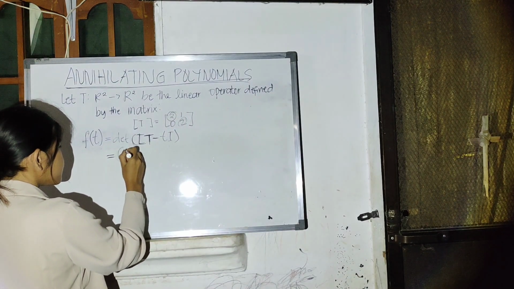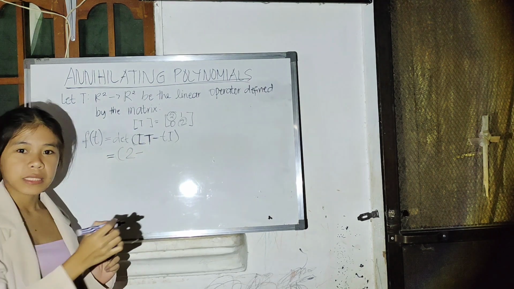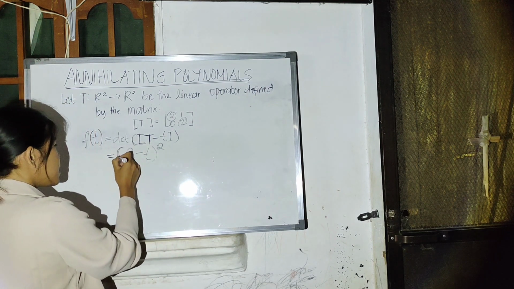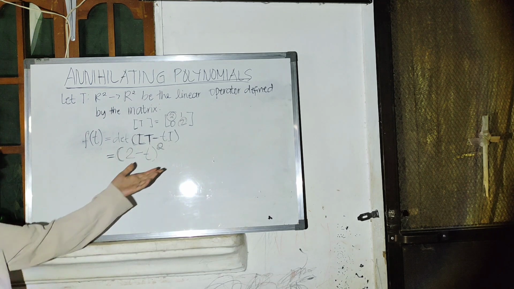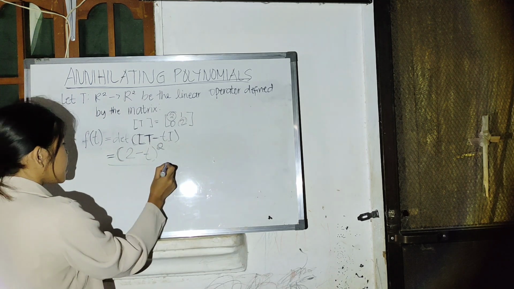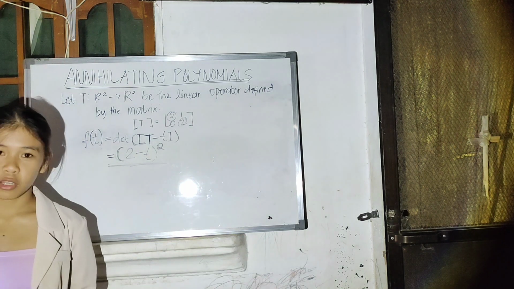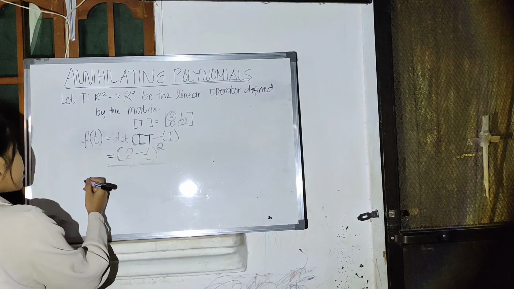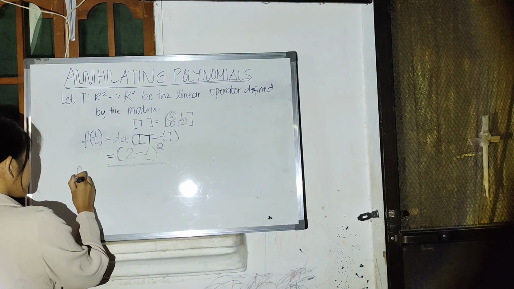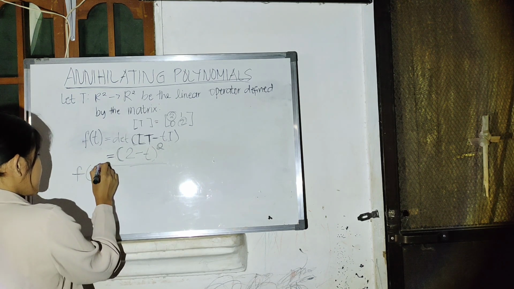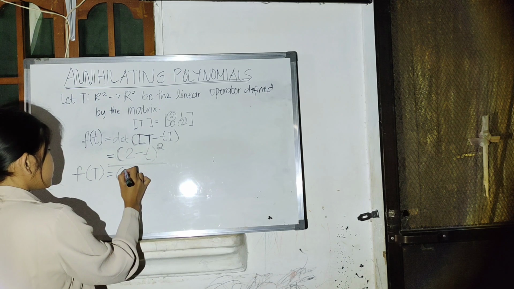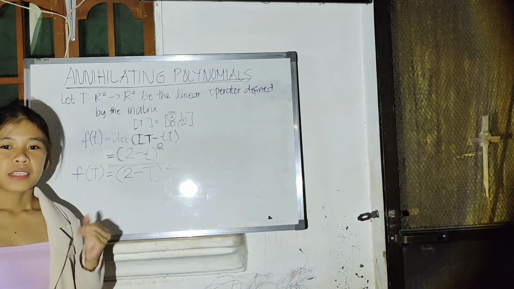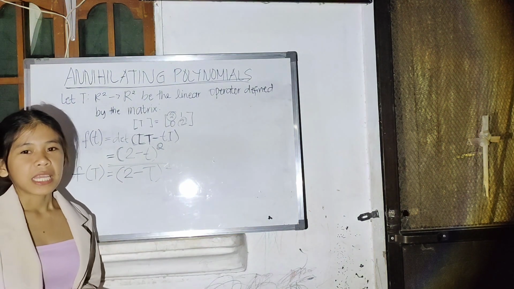So (2 minus t) squared. Squared na siya dahil dalawa yung 2 natin sa ating matrix. Ito na yung magiging characteristic polynomial natin. Sa minimal polynomial naman natin, since ang minimal polynomial natin is f of the big letter T is equal to (2 minus t) squared. Yan yung minimal polynomial natin.